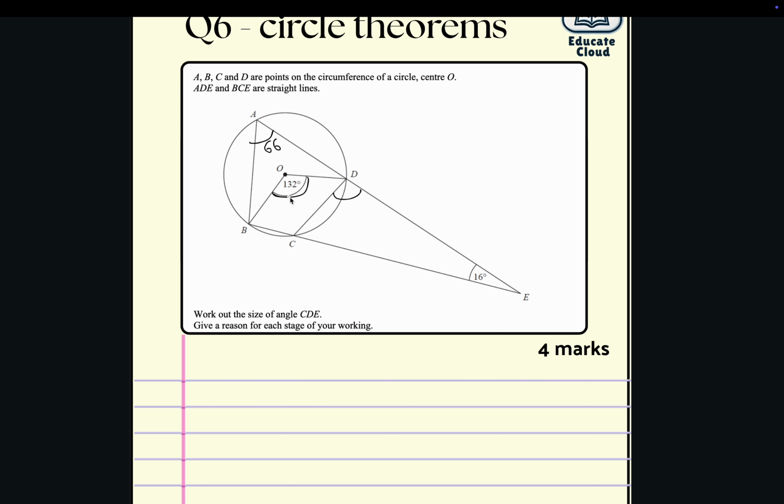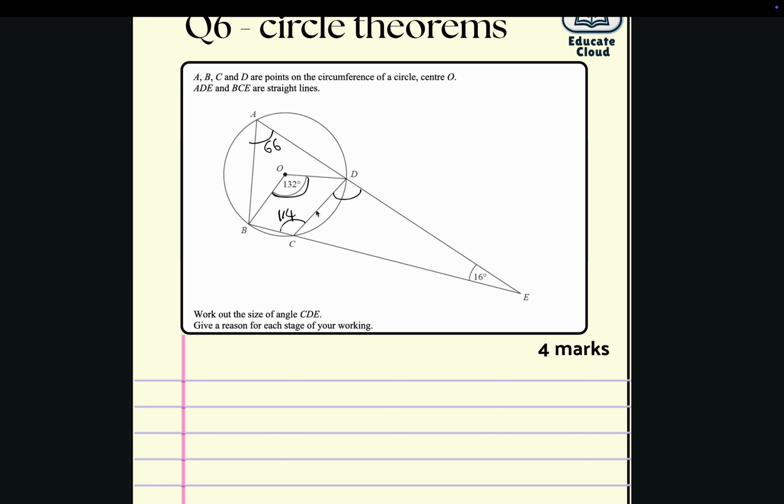Okay, next I know that BCD is a cyclic quadrilateral. So if I do 180 minus 66, I get 114. Okay, so I get 114 because angles in a cyclic quadrilateral add up to 180.